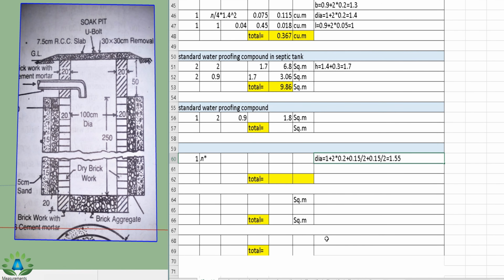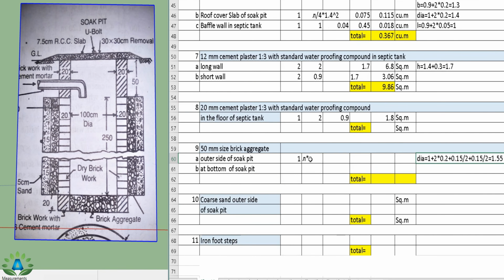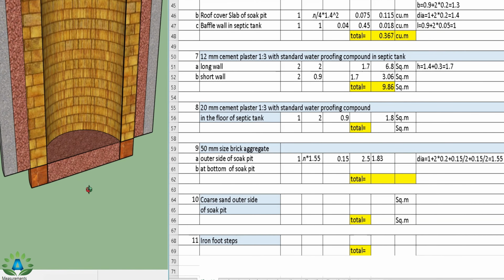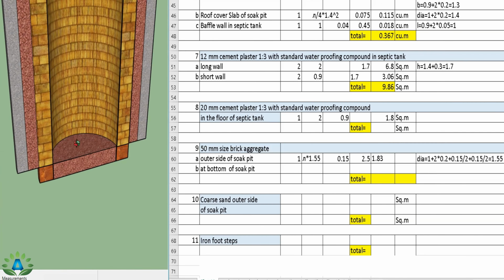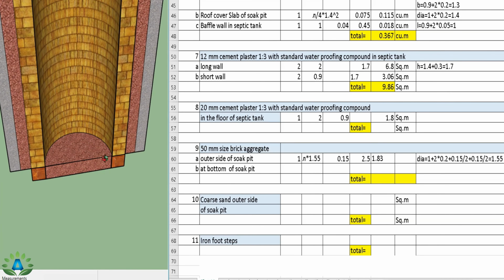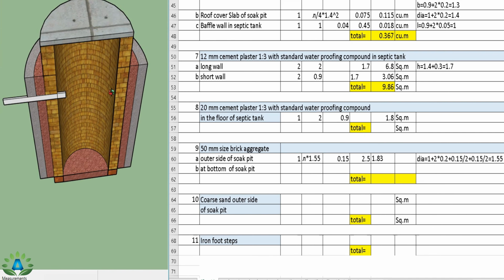So the length equals to pi d, that is pi into diameter 1.55, and the width is 0.15, that is this portion is 0.15. So the height is this point to this point, that is 2.5 meter. So the total quantity we obtain is 1.83, but here at the bottom we can clearly see that this is not the hollow portion. That means here we can see that this is a solid portion. So here is a solid portion all over this soak pit. So while calculating the solid area we have the formula pi d square by 4, but these are the hollow portions, so we have used the formula perimeter into length.